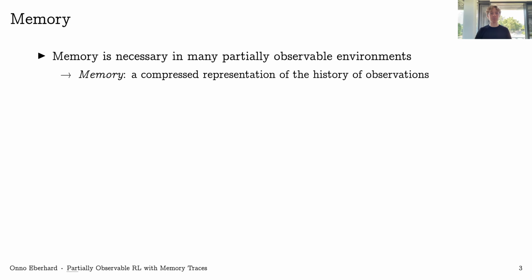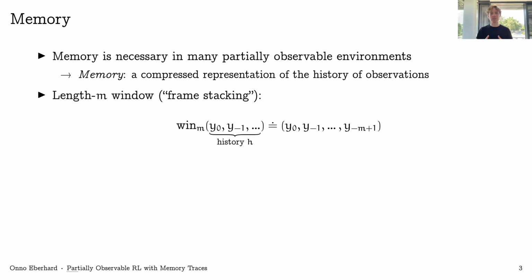And by memory, I mean a compressed representation of the history of observations. The most typical memory that is used in reinforcement learning is sometimes called frame stacking, and it's simply a sliding window of a fixed number of the most recent observations. So in this notation, y0 is the most recent observation.